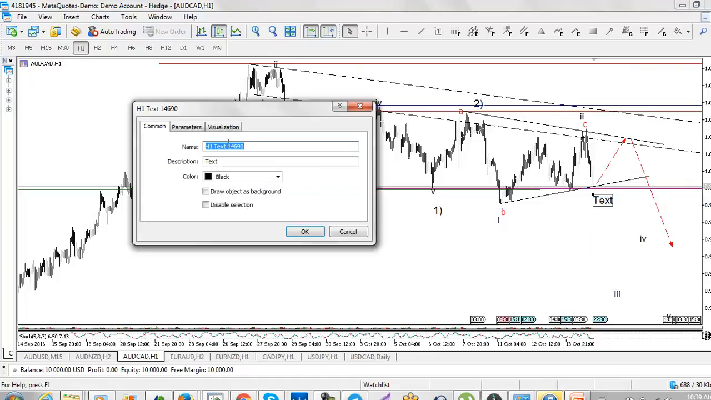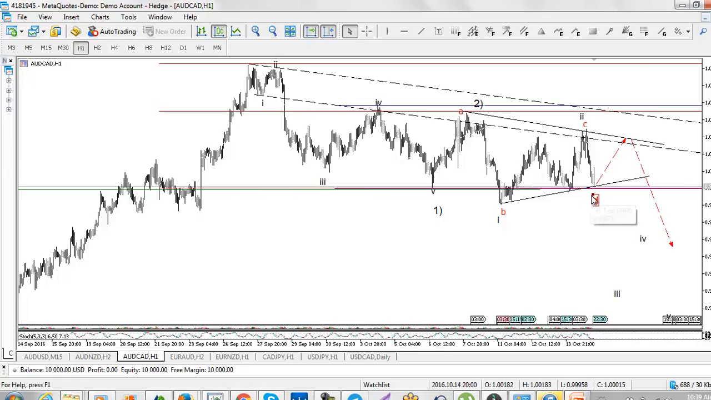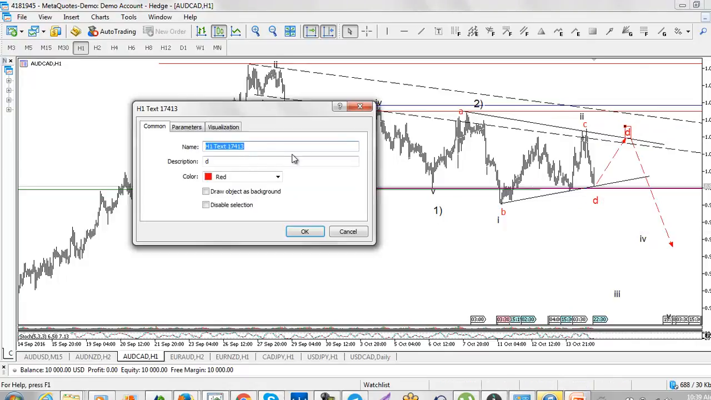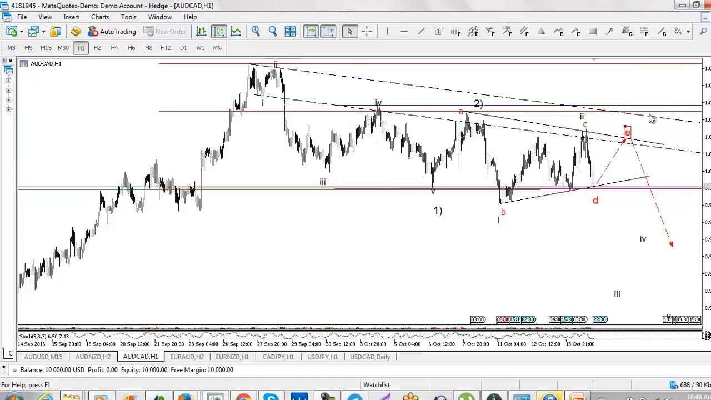If price is supported around the D, let me change that to red color. So this is D, and then we may have the last move to this side, which is going to be wave E of that triangle. And so if this pattern is able to complete just exactly like this, and this zone is resisted by price, then we are going to actually see Australian dollar, Canadian dollar falling.